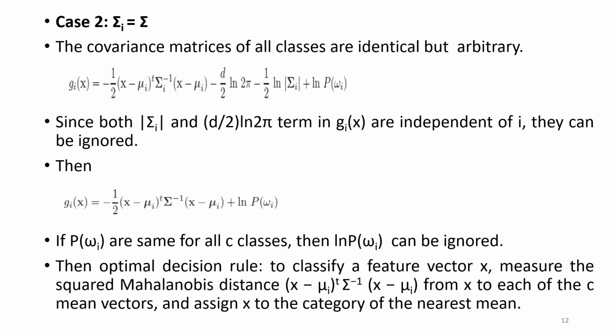Second case, the covariance matrices of all classes are identical but arbitrary. Since both the determinant of sigma_i and the d by 2 log 2 pi term in the g_i(x) equation are independent of i, they can be ignored. Then we get the g_i(x) equation. If P of omega_i are the same for all the C classes, then log P of omega_i also can be ignored. Then the optimal decision rule is to classify a feature vector x: measure the squared Mahalanobis distance (x minus mu_i) transpose sigma inverse (x minus mu_i) from x to each of the C mean vectors and assign x to the category of the nearest mean.